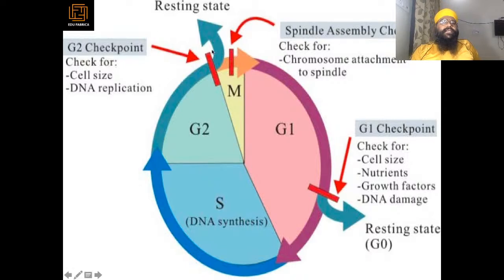So this is the resting state. This is a G2 checkpoint for cell size and DNA replication, and this is a spindle assembly checkpoint, which checks for chromosome attachment to the spindle. And this is the G1 checkpoint for cell size, nutrients, growth factors, and DNA damage. And the resting state is G0.